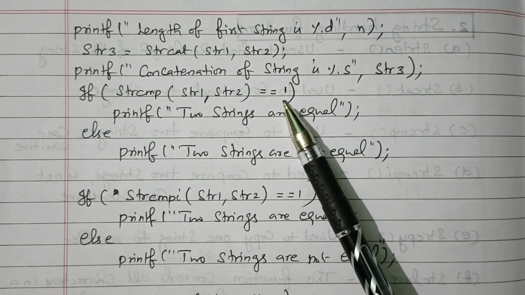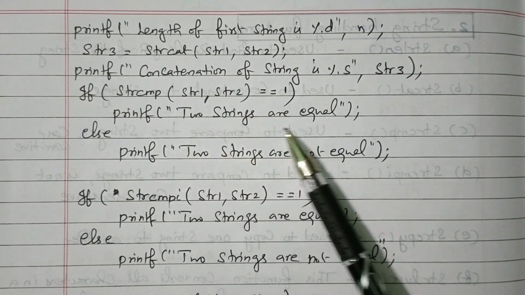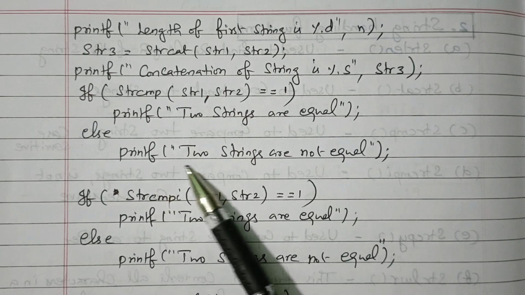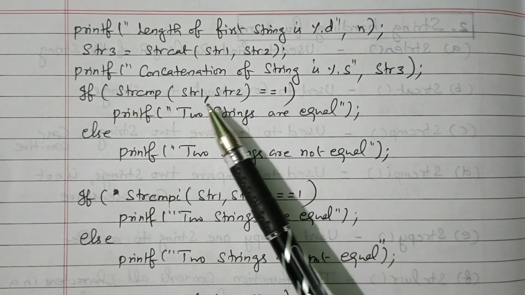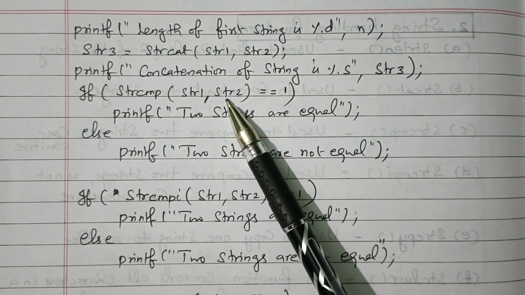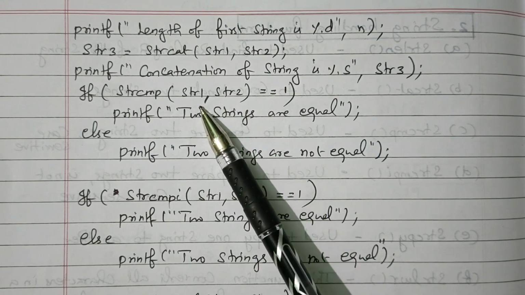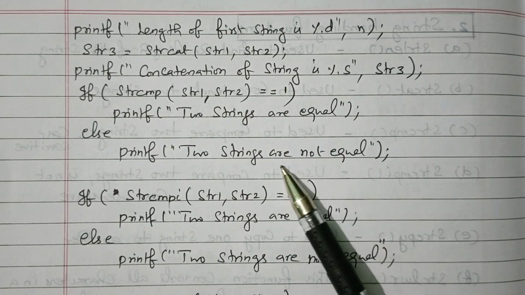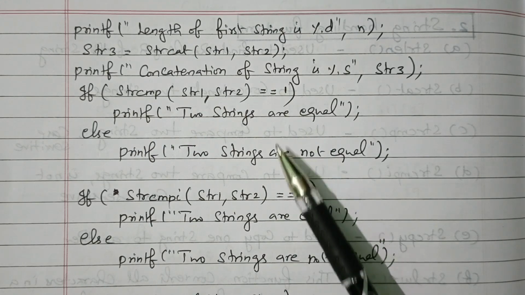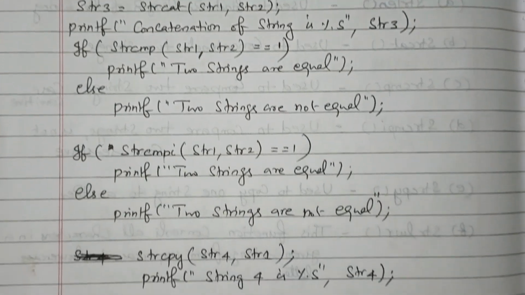What is the meaning? If it is 1, printf two strings are equal. Else, two strings are not equal. Right? The return of the function is 1 if both are equal. Otherwise, 0. So we are checking whether we are getting 1. 1 means equal, else not equal. This is case sensitive. Now we'll go without case sensitive.